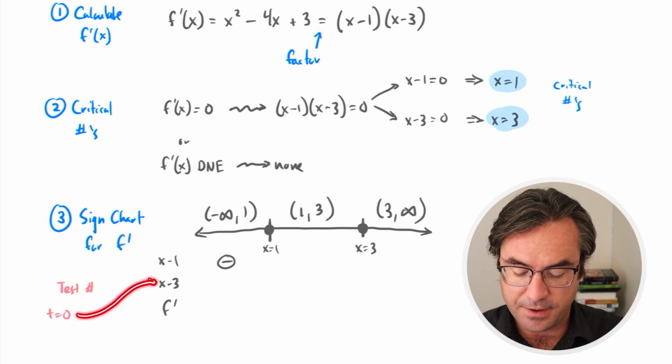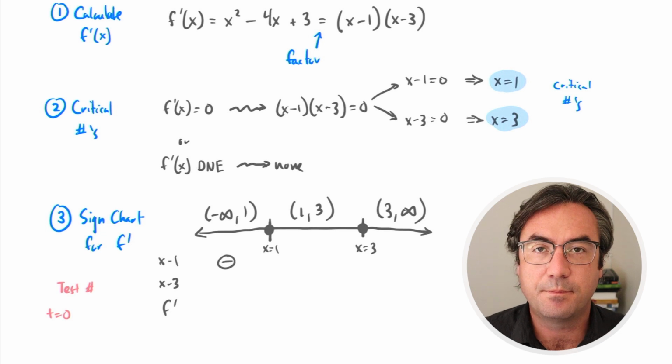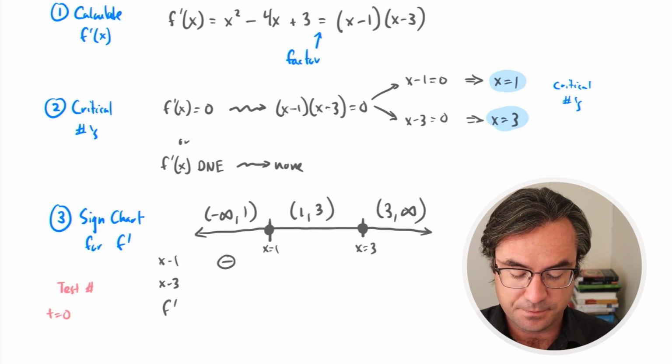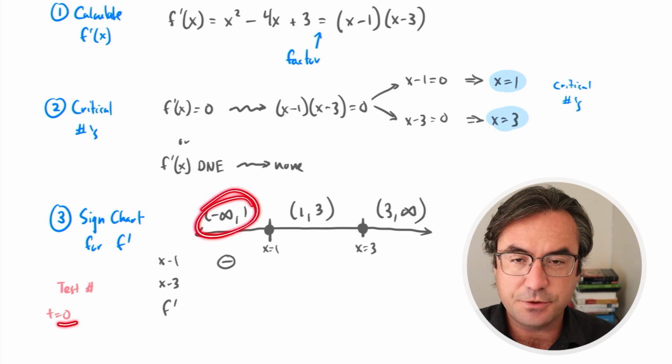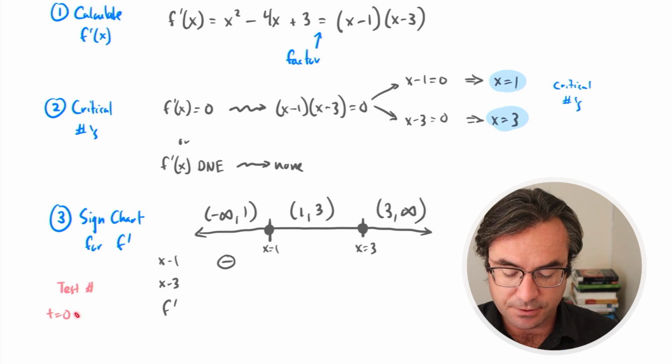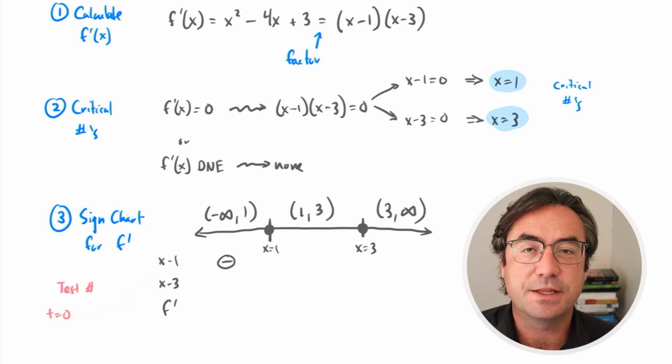Then, on the next factor, we're going to plug in the same test number. So we could use 0. You could use anything, though, that's less than 1. You could use negative 10 if you want. But 0 is always nice and easy. Plug it in. We get 0 minus 3.